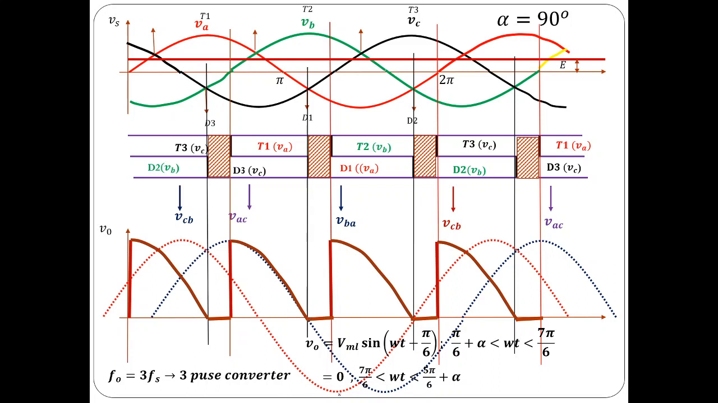So this is the mathematical expression for the output voltage, and again it is a 3 pulse converter. For alpha greater than 60 degrees, it is always going to be a 3 pulse converter. Coming to the average value, the average value is a little lower compared to previous cases. As you increase alpha, the average value of the output voltage decreases, and if alpha is equal to 180 degrees, then it becomes 0.